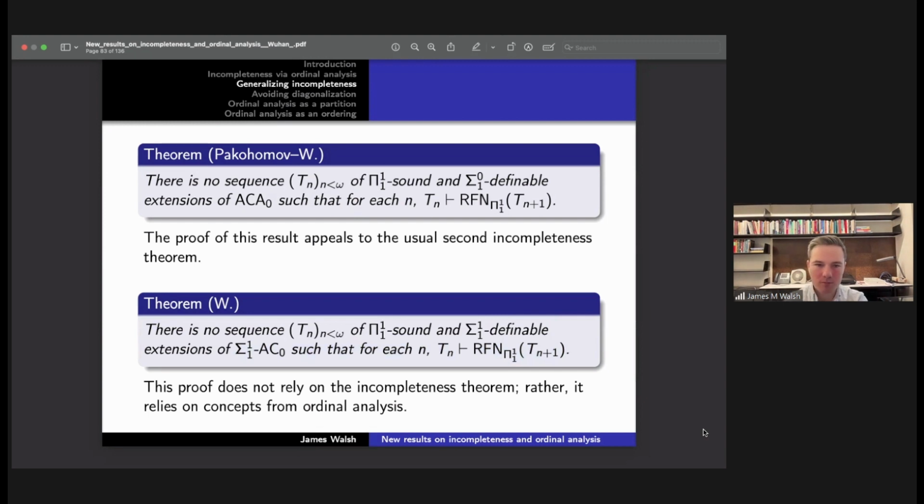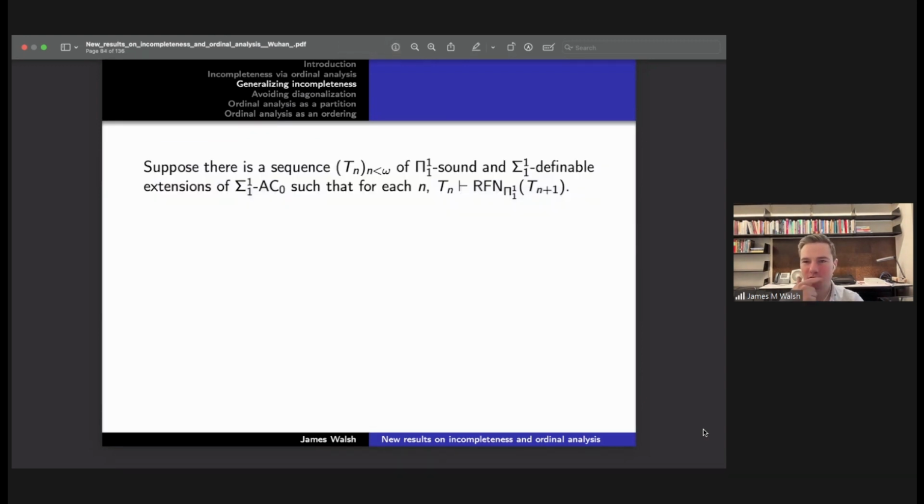Okay, so how is this new result proved, that there's no sequence? Here's what you do. You start by supposing the opposite, and we're going to get a contradiction. So we suppose that there is a sequence T0, T1, T2, T3, and so on, of Pi-1-1 sound and Sigma-1-1 definable extensions of Sigma-1-1 axiom of choice, such that for each n, Tn proves the Pi-1-1 soundness of Tn+1. So suppose there is such a sequence.